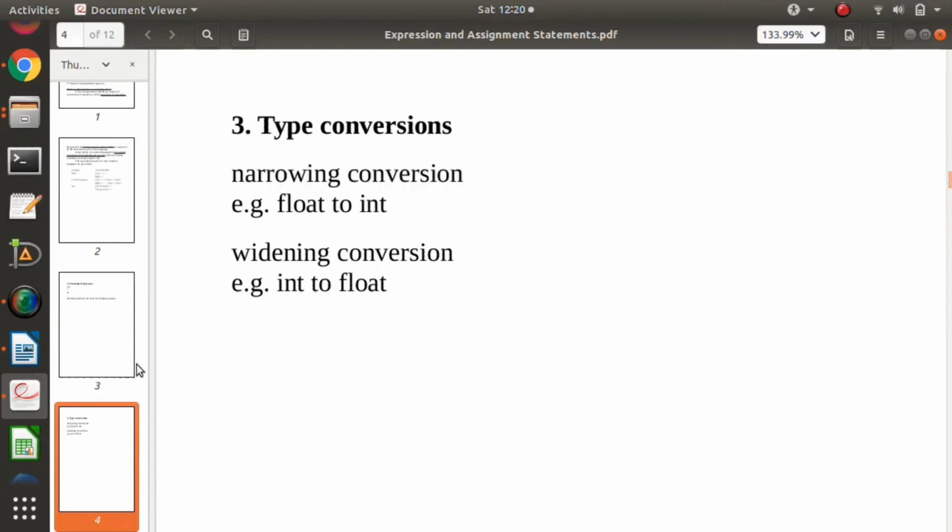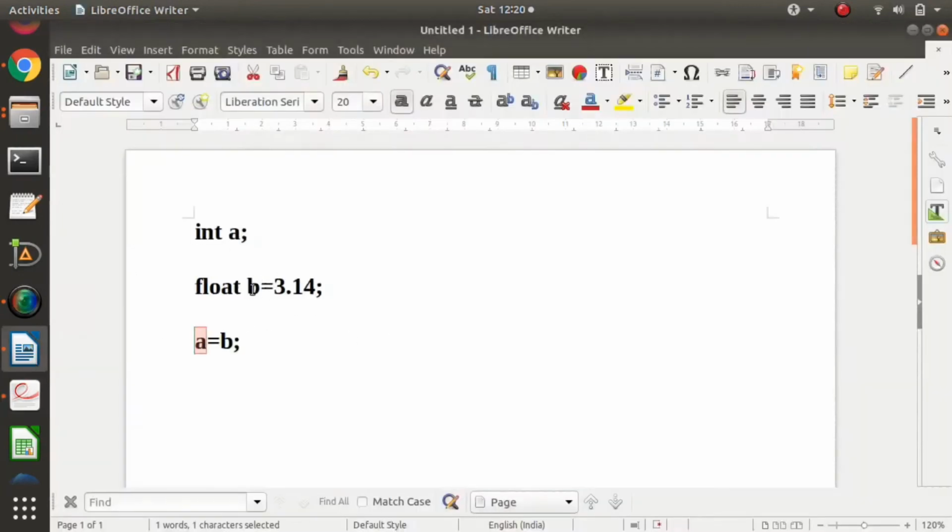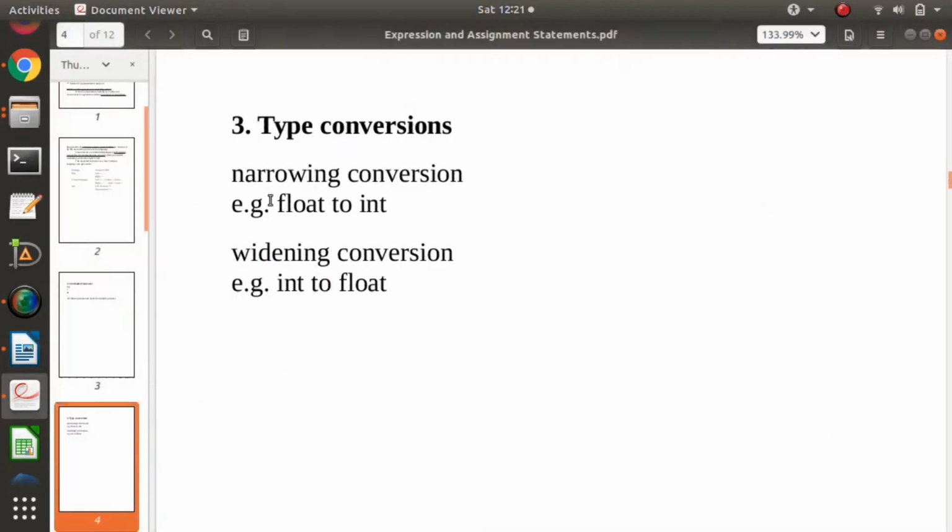Values get reduced. For example, here float b is equal to 3.14. But as we are converting to integer, now a will have only 3. The value of a will be 3 as it is getting converted to integer. So this decimal part, the real part, will get removed. So the value gets reduced, and the value of a will be 3 only. So this is a disadvantage of narrowing conversion.